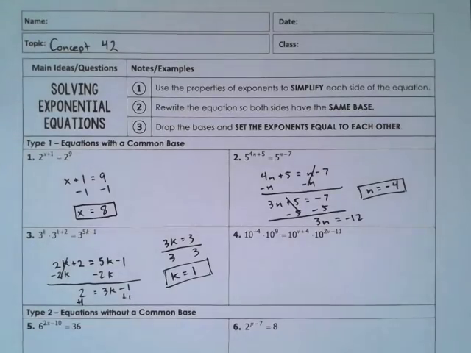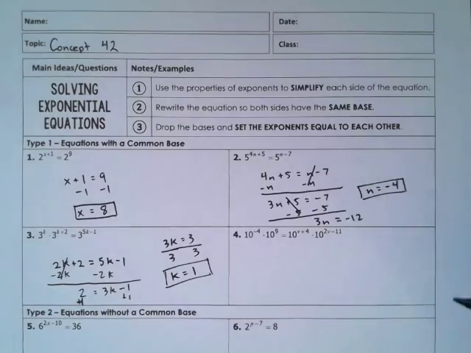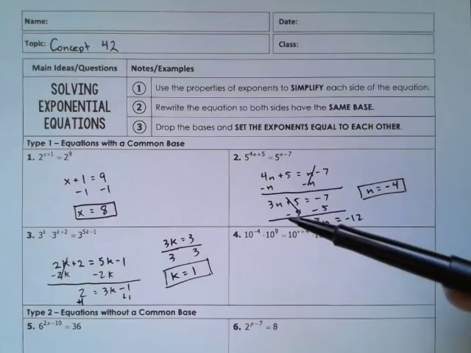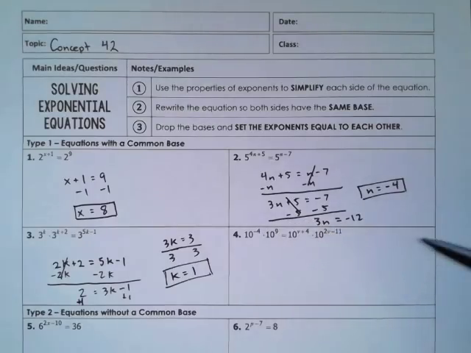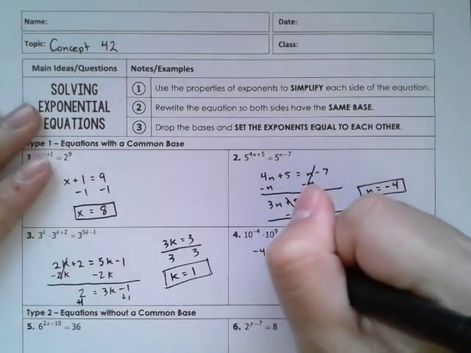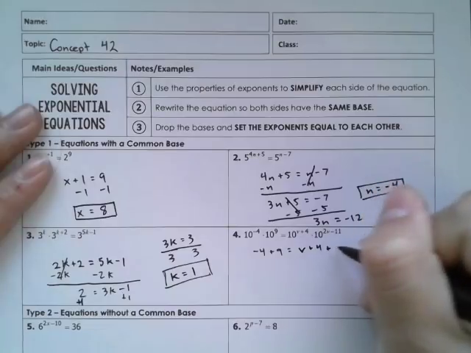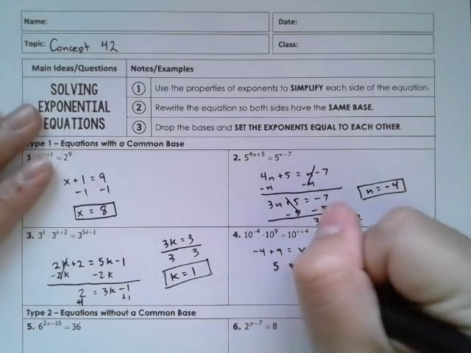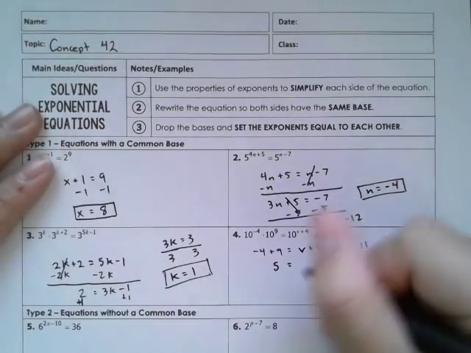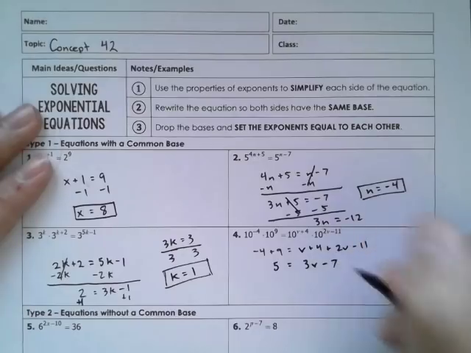For the next one, I have the same base everywhere, 10, 10, 10, 10. So left and right side, I can combine my exponents. And again, properties of exponents, I can add them. So negative 4 plus 9, I'll show all my work here. Negative 4 plus 9 is equal to v plus 4 plus 2v minus 11. I get 5 on the left side, and that's equal to 3v minus 7.